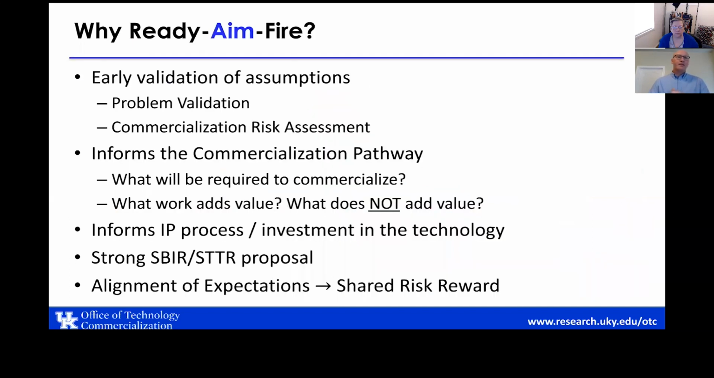So just to review, why Ready, Aim, Fire? Well, this early validation of assumptions is just really, really critical. So you being able from the earliest days, from idea, filing your provisional patent, and getting some validation on the problem, that this is a problem that needs to be solved. This is a problem that the market agrees with you, with your assessment of the fact that there's a problem here that your technology has the ability to solve, and also that your tech may be the right solution for that problem. So getting that feedback early on is just incredibly valuable.